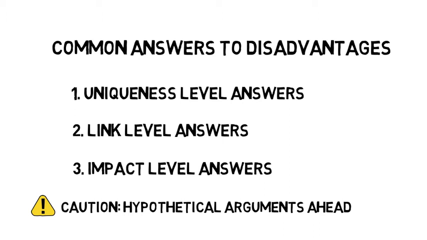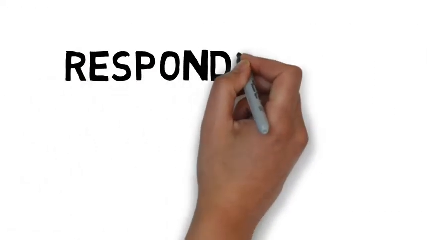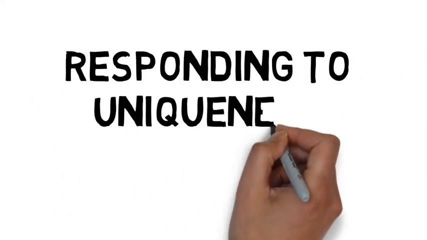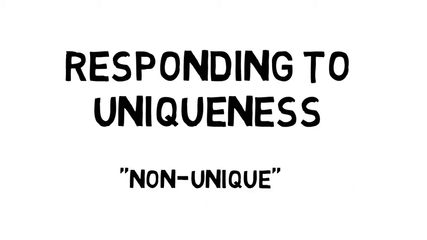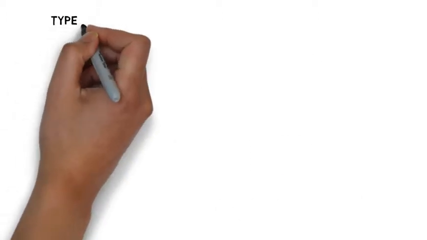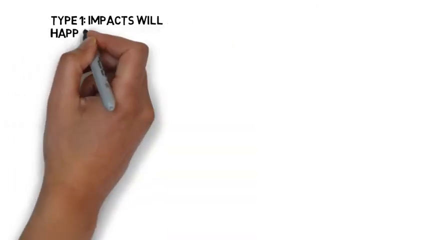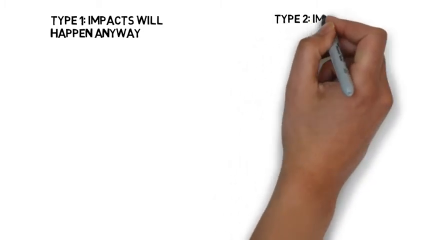By now, you should understand the importance of establishing uniqueness for any disadvantage. An opponent can target your uniqueness and dismantle the entire disadvantage. Such a tactic is known as the non-unique response. There are essentially two ways to argue a disadvantage is non-unique: by saying the disadvantage is going to occur regardless of the advocacy, and by saying that if the disadvantage were true, that the impacts would have happened already.